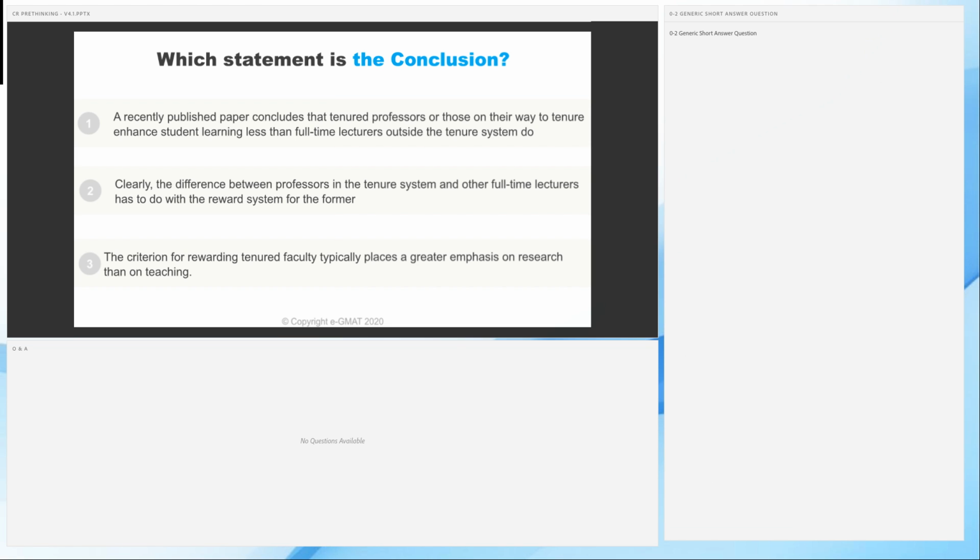In an argument, the main conclusion is always by the author of the argument, which is the person who has written the argument. That's one piece. The second piece is the main conclusion is what the author wants you to believe, or what the author wants as an outcome of this argument. A lot of people think statement 1 is the main conclusion. Why? Because it has this word concludes.